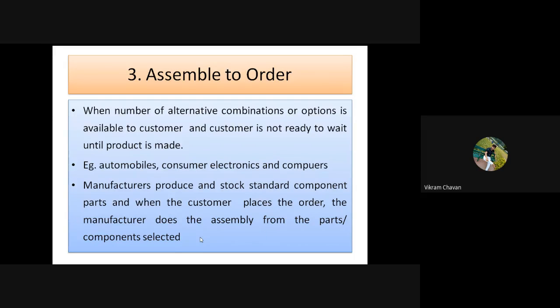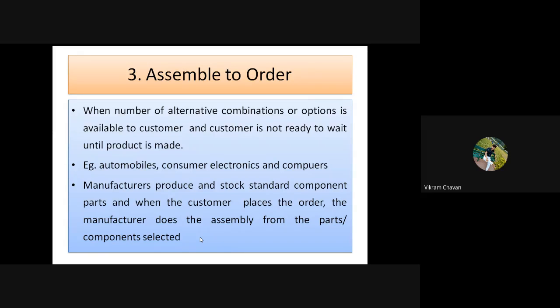The next point is assemble to order. So the third type of production is assemble to order. Here, a number of alternative combinations or options are available to the customer, and the customer is not ready to wait until the product is made. Such a situation happens with automobile showrooms, consumer electronics and computers. In such a case, the manufacturer produces and stocks standard component parts, and when the customer places the order, the manufacturer does the assembly from the parts and components selected.